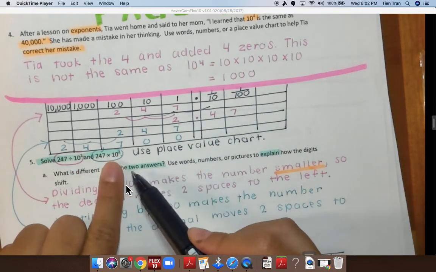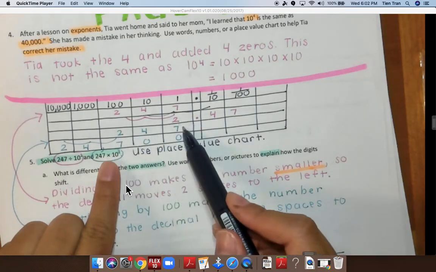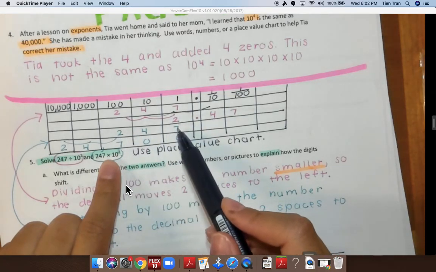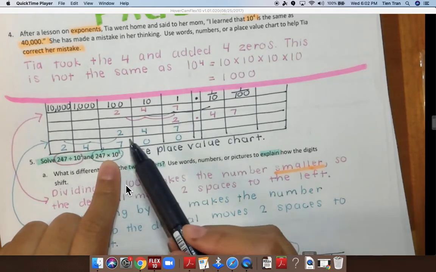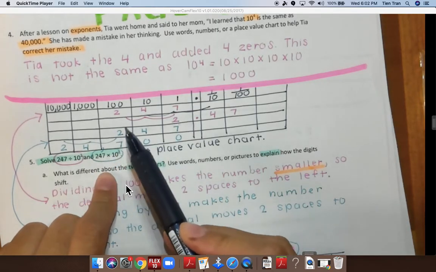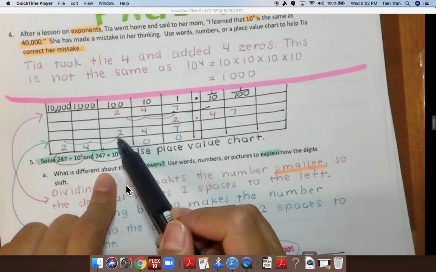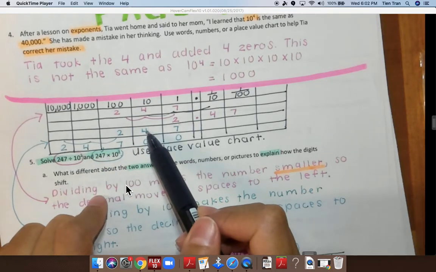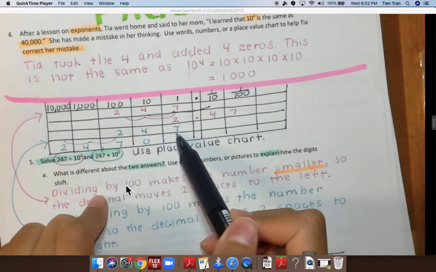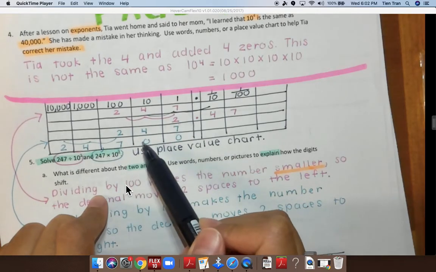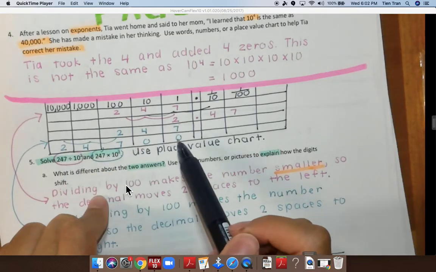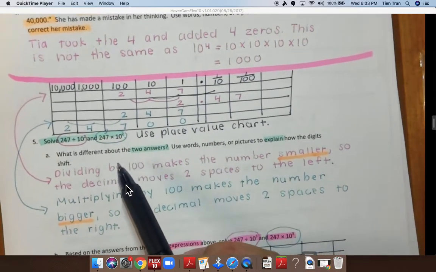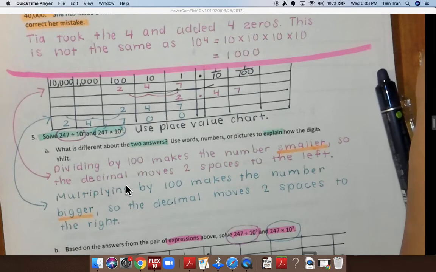Now, they also want me to solve this one, and I put it on the same place value chart. 247, and this time you're multiplying times 10 to the power of 2. So I'm moving over 2 times. And I'm multiplying, so my number is increasing. 1, 2. Same thing with the 4. 1, 2. Same thing with 7. 1, 2. And then I added my 2 zeros because if I don't add it, I'm going to get a completely different answer. Okay?